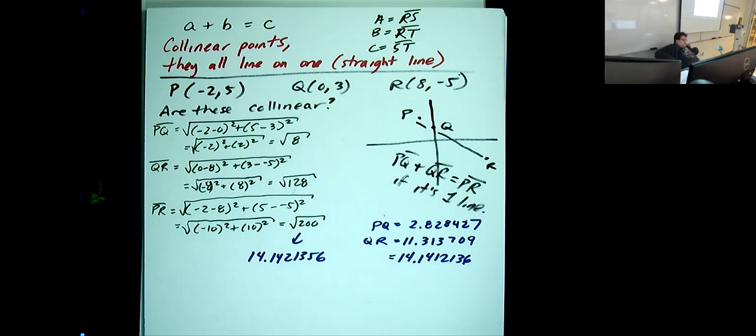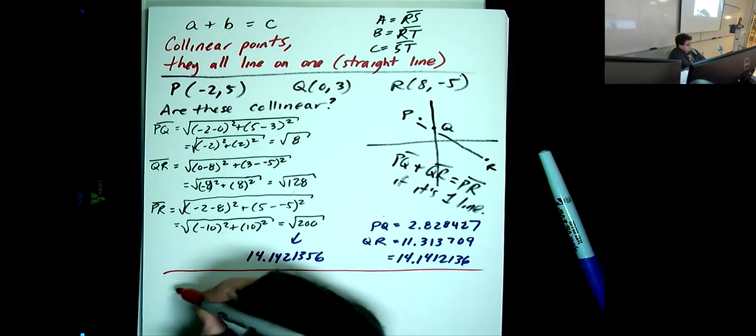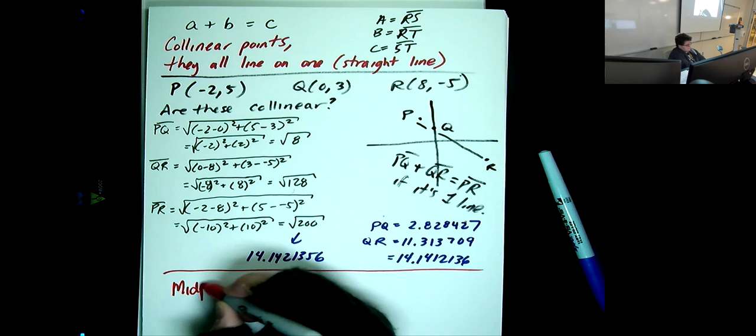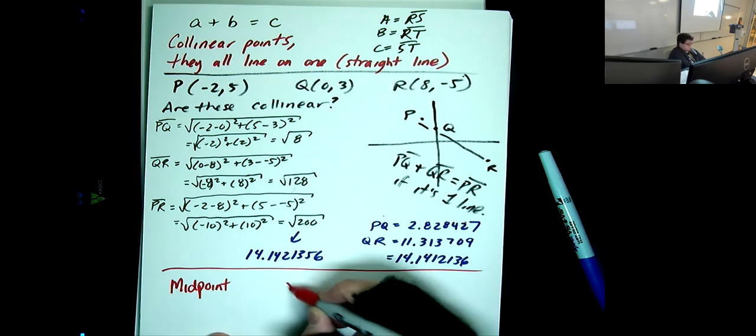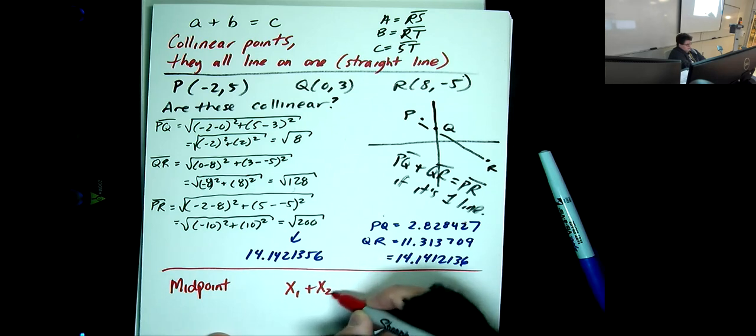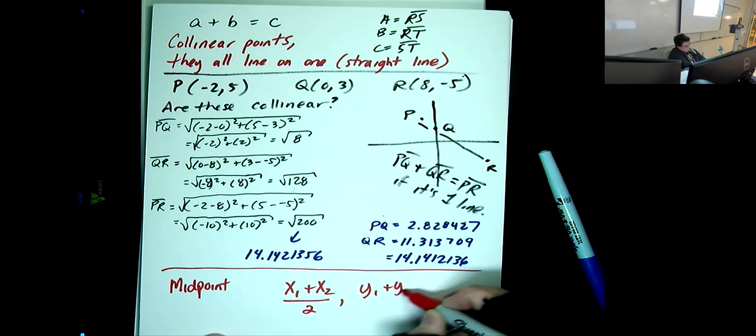Some other stuff we can do with 2 points is we can find the midpoint. So the midpoint equation is: you add the 2 x values, divide by 2, you add the 2 y values and divide by 2.